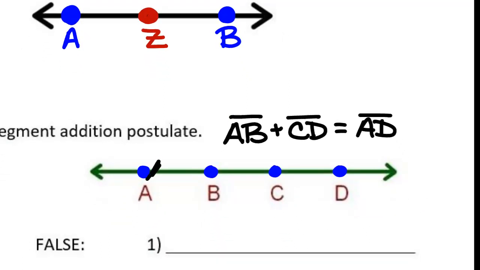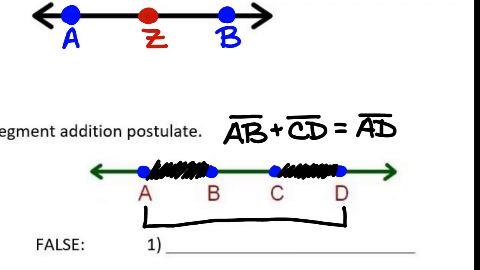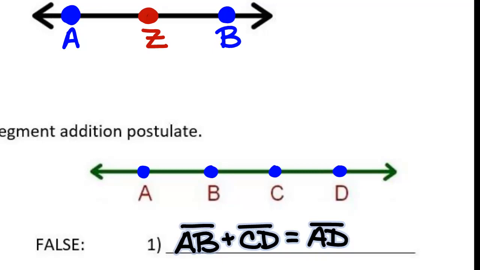AB would be this segment right here, and CD is this segment over here. And what that equation says is that if I take this small segment and I add it to this small segment, I get this whole thing. Why is that false? Yeah, because you guys are absolutely right. We missed that middle chunk. If I wanted to write a true statement like this, I would have to include that middle piece.